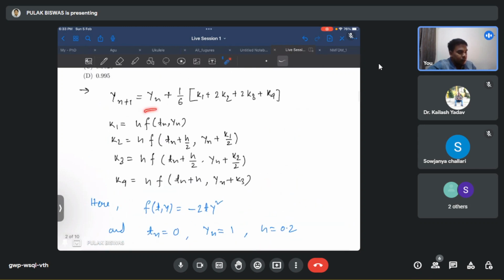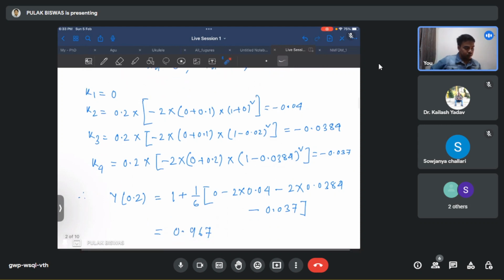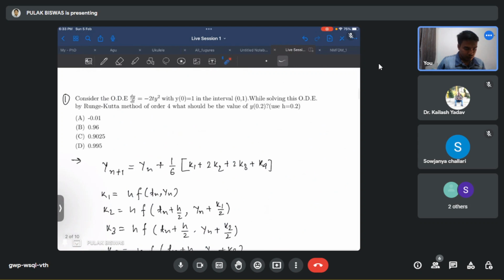Now you have this formula: yn plus 1 by 6 times the sum of these values, so k1 plus 2 into k2 plus 2 into k3 plus k4. So these are coming: this one is 0, 2 into k2, 2 into k3 and k4, and this is coming this one. So the correct answer will be this one.